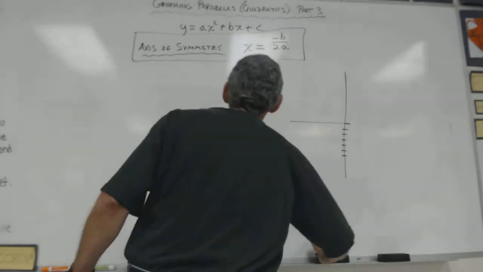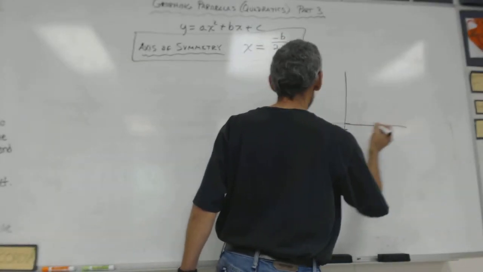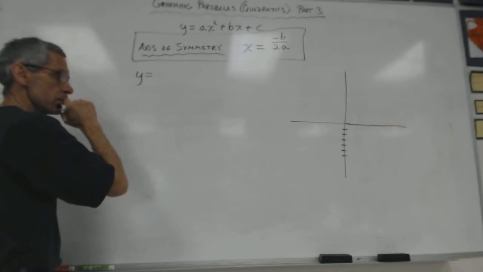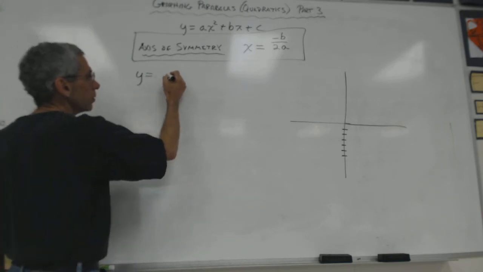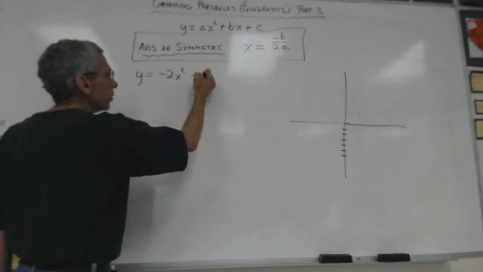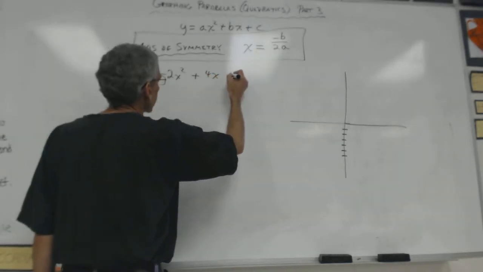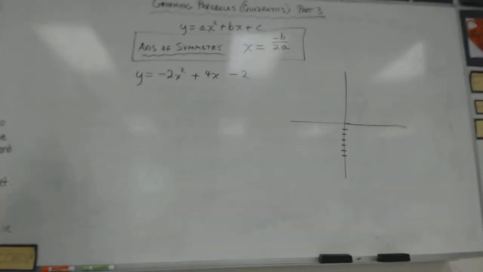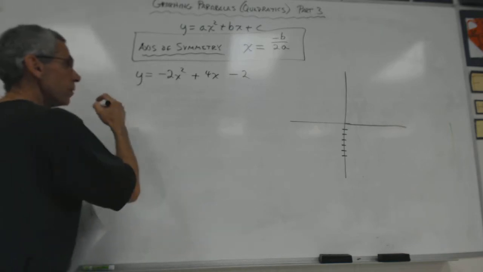Okay, let's say we do y is equal to negative 2x squared plus 4x minus 2. I don't know where that's going to take us for the y, but that's okay. We'll just sort of see what it is. So my first step is what?